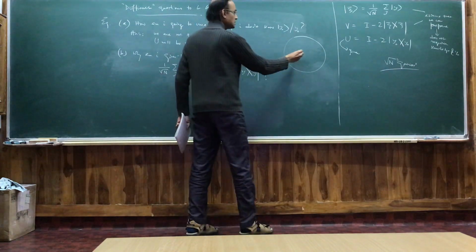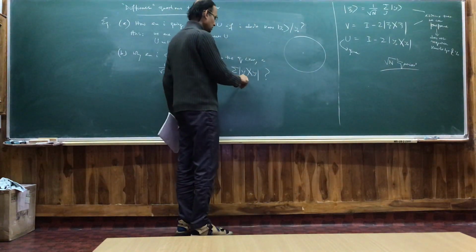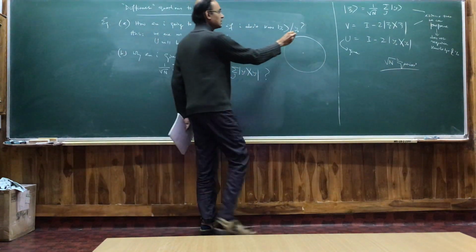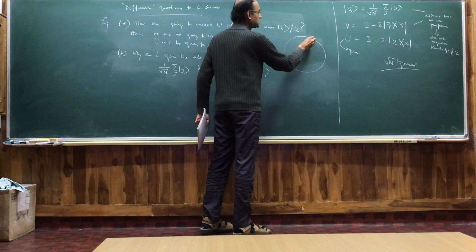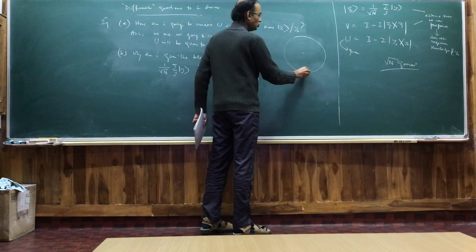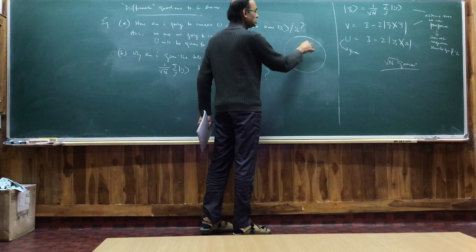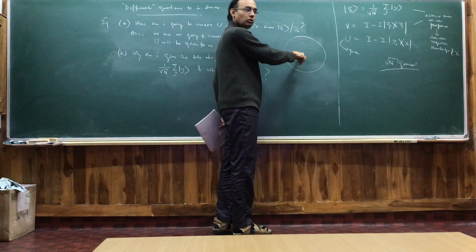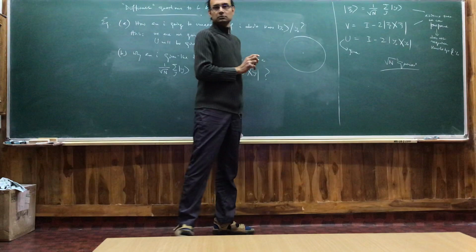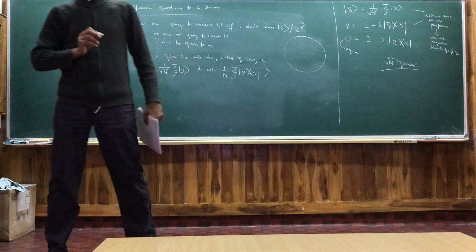So this state is at the center of the Bloch sphere. This state is at some point here, and y naught is anywhere here. You don't know where that is. We don't know the position of y naught with respect to this. And similarly, we don't know the position of y naught with respect to this. But how will it get reflected?